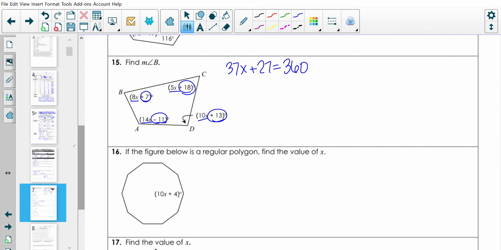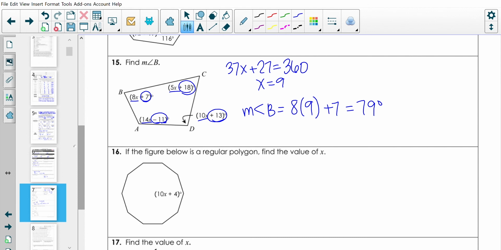x equals 9. Okay, did it ask for x? No, it asked for angle B. So we need to go plug it in. 8 times 9 is 72, plus 7 equals 79 degrees.